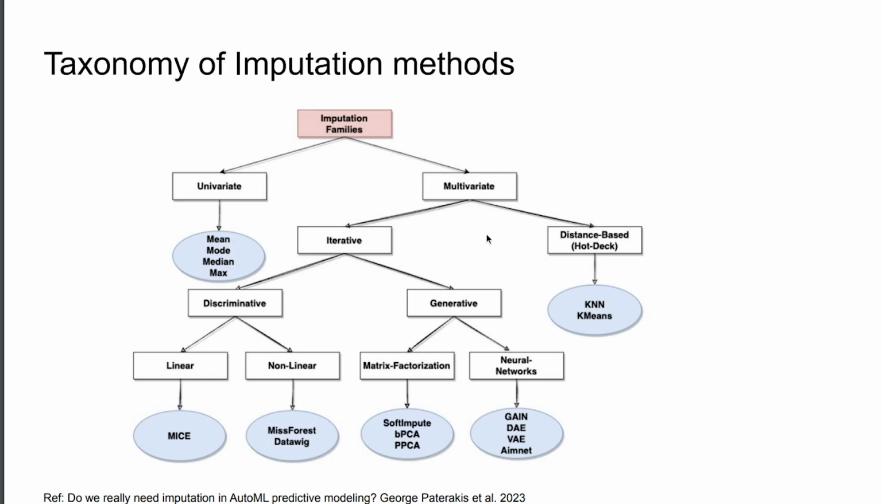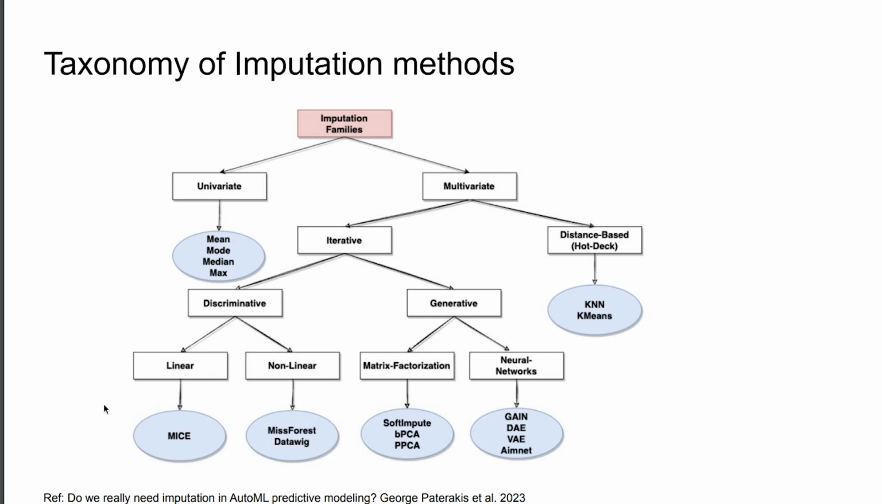On the other hand, multivariate methods can be split into two families, iterative ones and distance-based methods. Distance-based methods rely on a distance function. For example, KNN and K-means rely on a distance function to conduct imputations, and these methods are usually sample-based. Iterative methods can again be split into two subfamilies, discriminative and generative. The discriminative family can again be split into two branches, linear and non-linear.